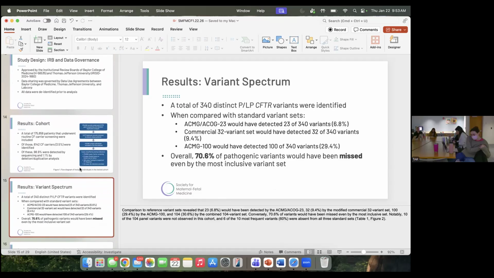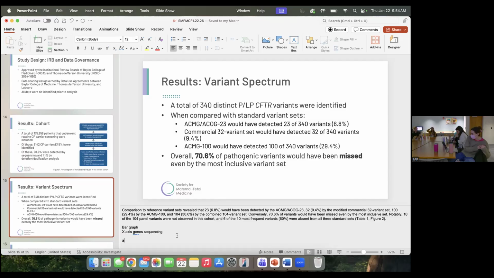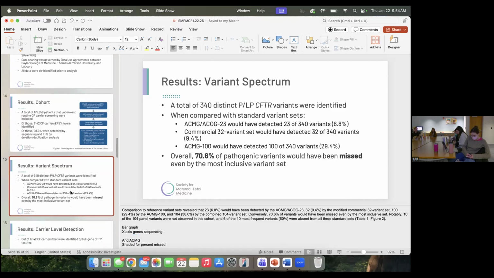This needs to be a bar graph. So your x-axis can be whole gene sequencing, which would be then, I guess, 100% of variants identified, and then ACOG, ACMG, whatever. And you can have a solid for variants identified and shaded for this is the percent missed. I think this information is in the table. Yeah, we'll get to that too. Right? So you're repeating the information.